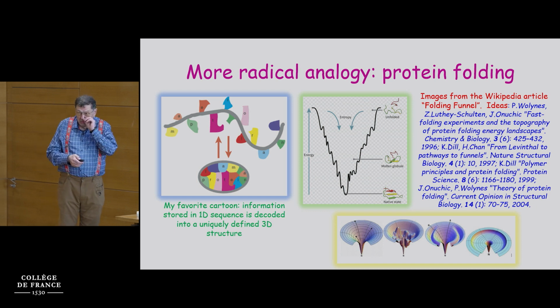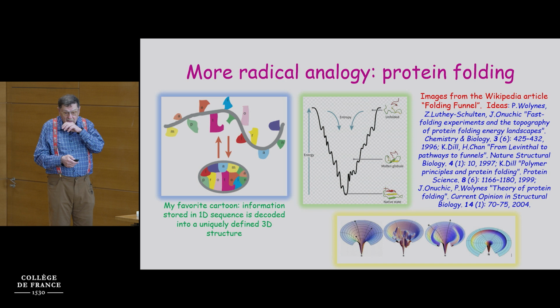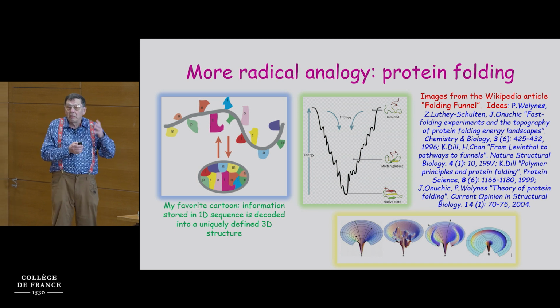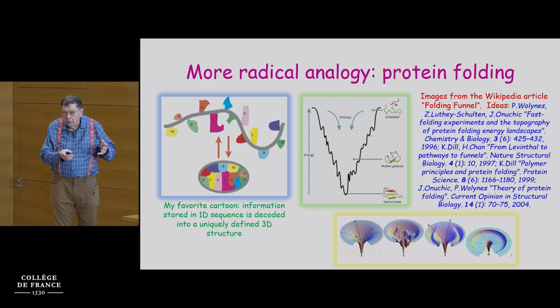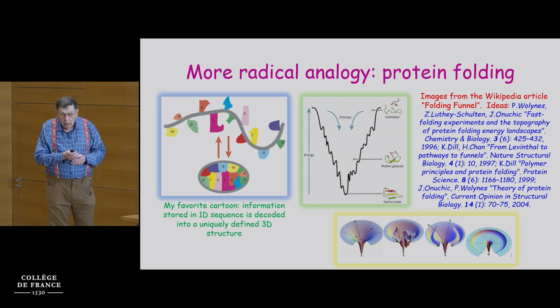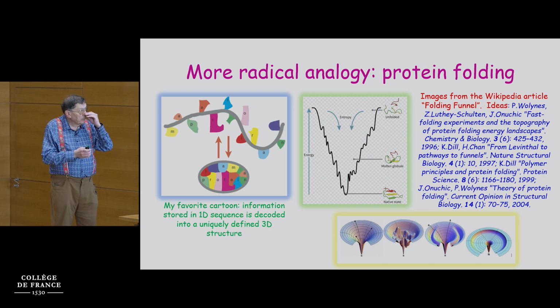A more radical suggestion along the same lines is that this segregation between heterochromatin and euchromatin is an equilibrium phenomenon. It's the equilibrium driven by the difference between interactions between different units. A more radical idea along these lines is to compare chromatin folding with protein folding. Of course, chromatin is 1,000 or more times longer as a polymer chain, but it is still a heteropolymer.